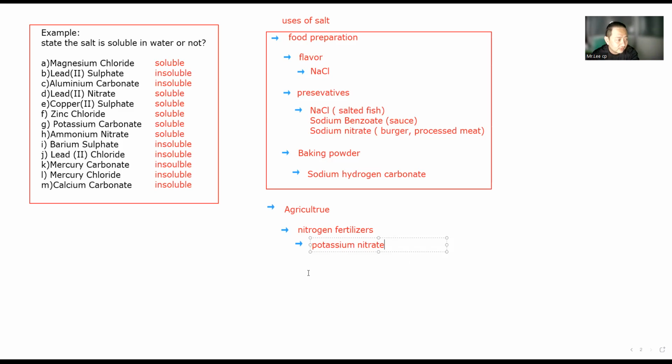So not only this, potassium nitrate also can, and sodium nitrate also can, right? As long as you got nitrate, it can dissolve, the best and easiest, right? Potassium nitrate, sodium nitrate, nitrogen fertilizer. And then not only this, we got pesticide.